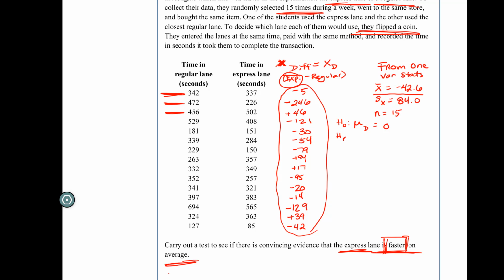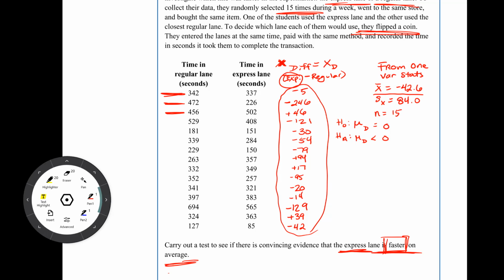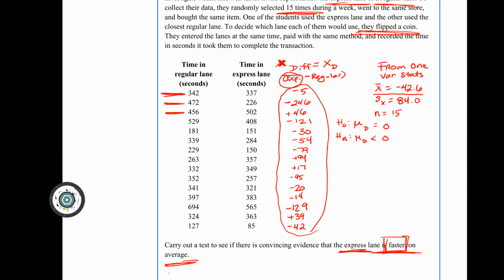But what we happen to think is that the express lane is faster. So since we defined it as express minus regular, that meant we should have seen that mu sub d really is less than 0. Okay, and again, this is why the order in which we are doing our subtraction here is extremely important. Since we said express minus regular, that tells me which direction the sign is supposed to be here. That's less than. If I did regular minus express, the average wouldn't be negative 42.6, it would be positive 42.6. And then we would be using the greater than sign.